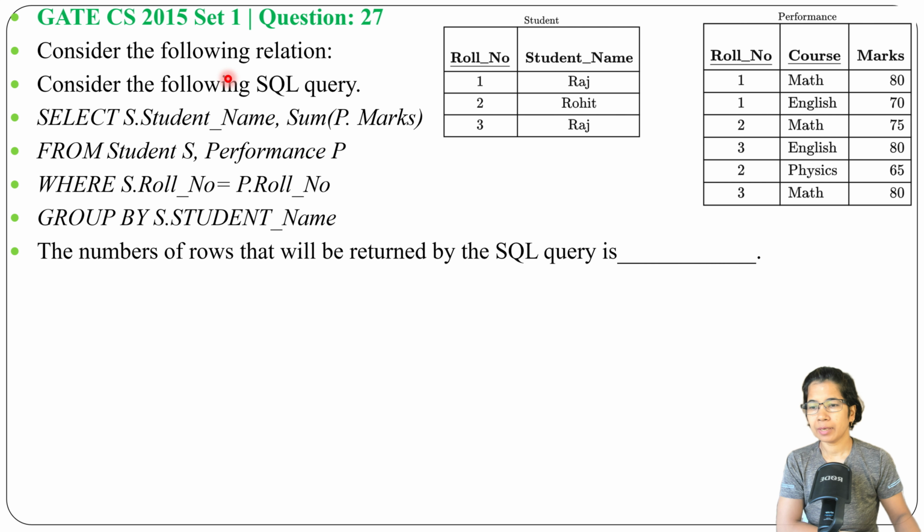Consider the following relations. These are the two relations, student and performance. Consider the following SQL query. One SQL query is given. The number of rows that will be returned by the SQL query is dash.